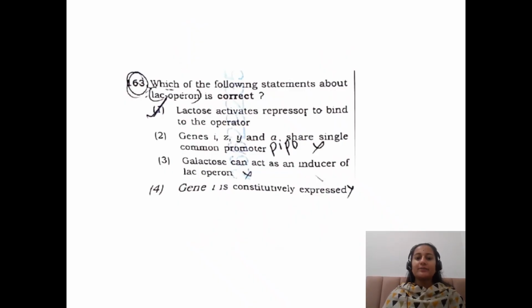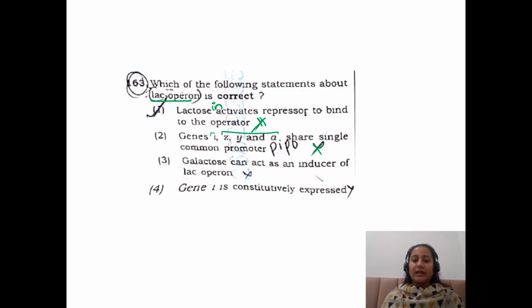Which of the following statements about lac operon is correct? Here, lactose activates the repressor to bind to the operator. Usually lactose inactivates the repressor. If lactose is present, the repressor cannot bind to the operator region and the lac operon runs. So this statement is wrong. Gene I, Z, Y, A shares a single common promoter. No, the structural genes follow the one promoter, and this is different. So this is also wrong.